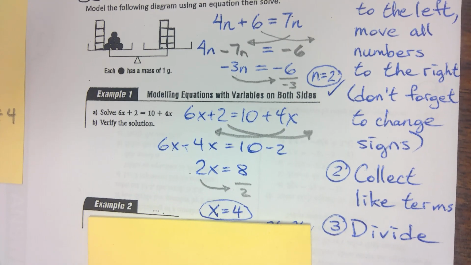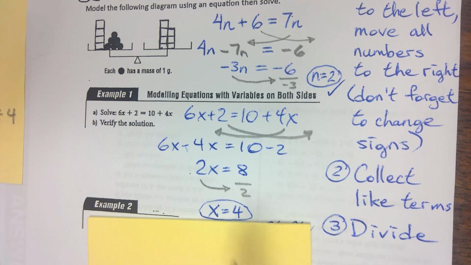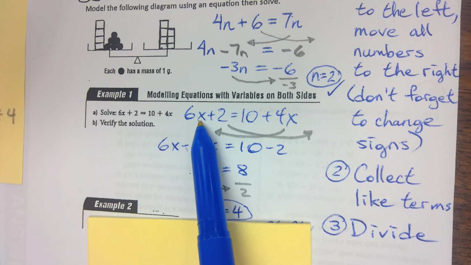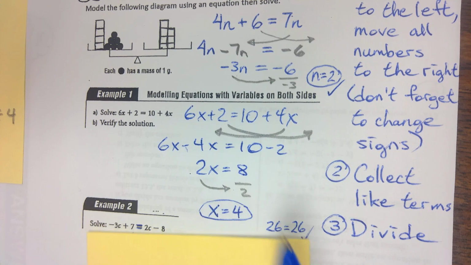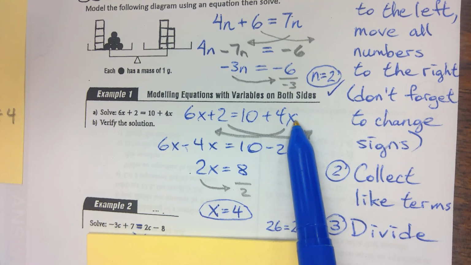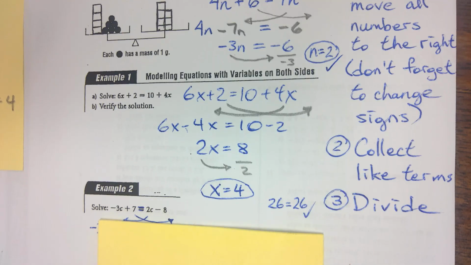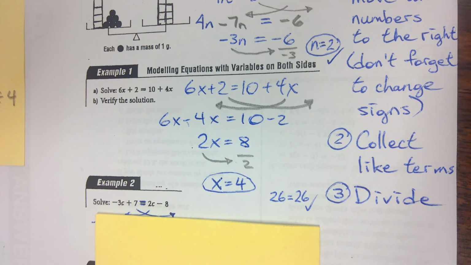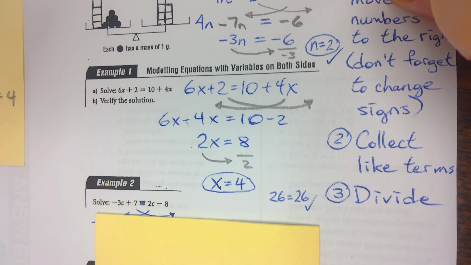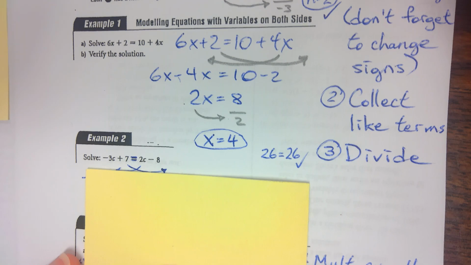Okay. Check my answer. So, Simon, 6 times 4 plus 2? 26. What is 10 plus 4 times 4? 26. So left side equals right side. Checked my answer. So I know that my answer is correct. X does equal 4. So again, it's very important to check your answer.